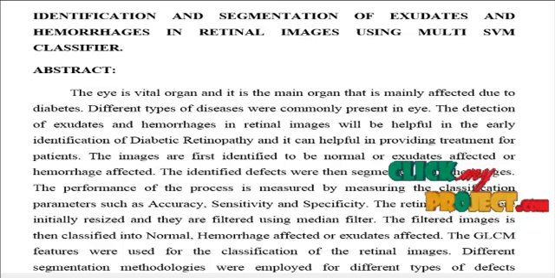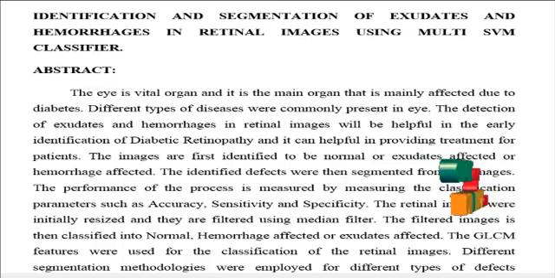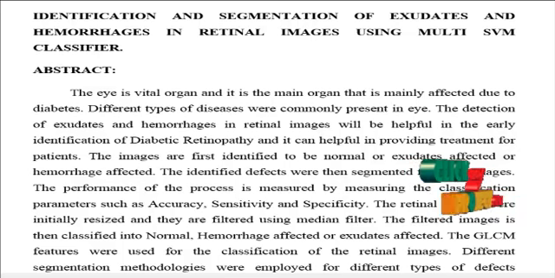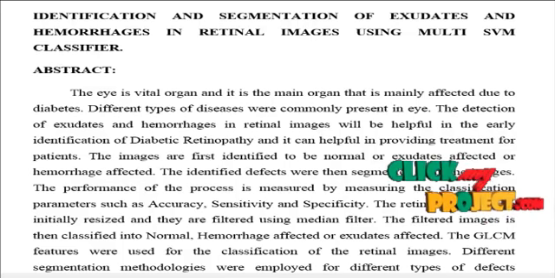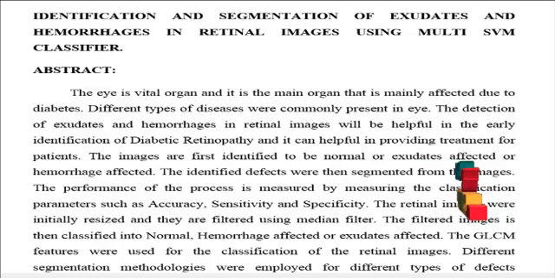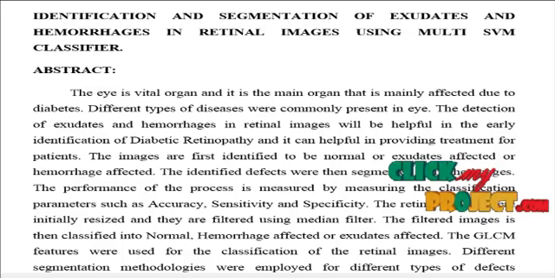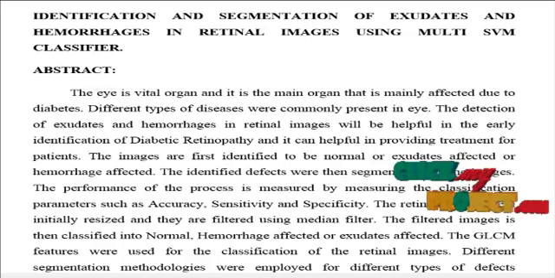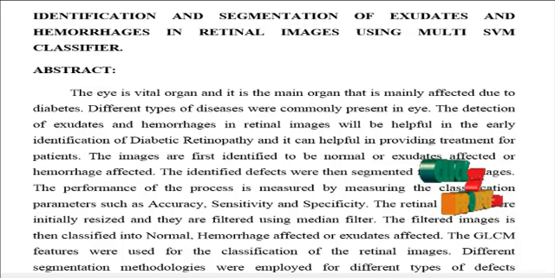The images are first identified to be normal, exudate affected, or hemorrhage affected. The identified defects are then segmented from the images. The performance of the process is measured using classification parameters such as accuracy, sensitivity, and specificity. The retinal images are initially resized and filtered using a median filter. The filtered images are then classified as normal, hemorrhage affected, or exudate affected based on the features extracted.